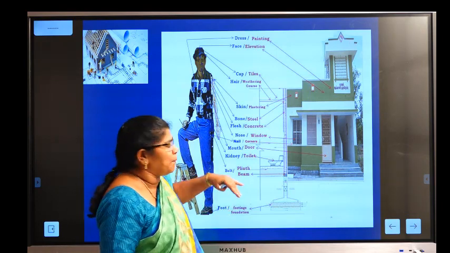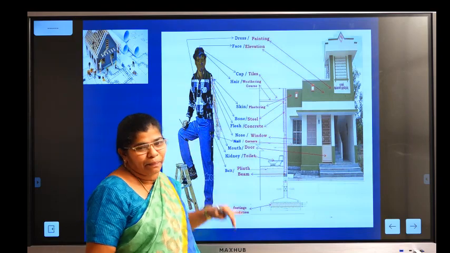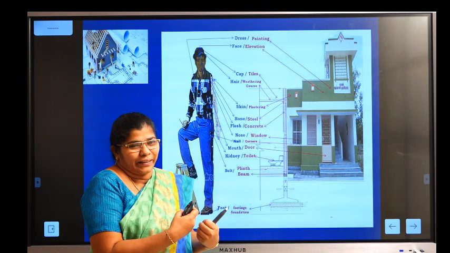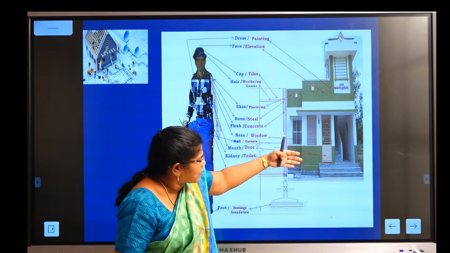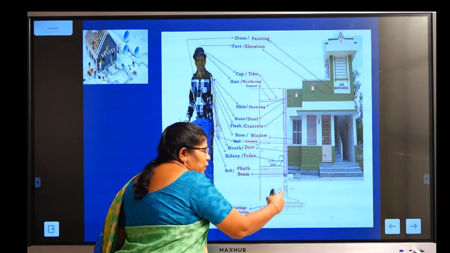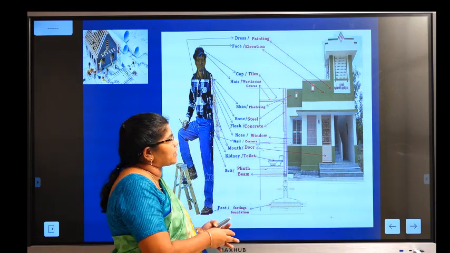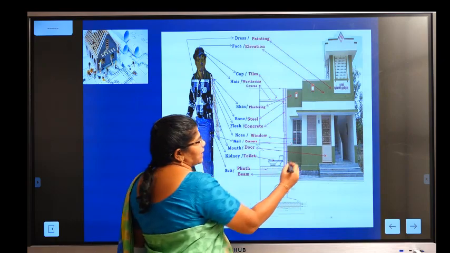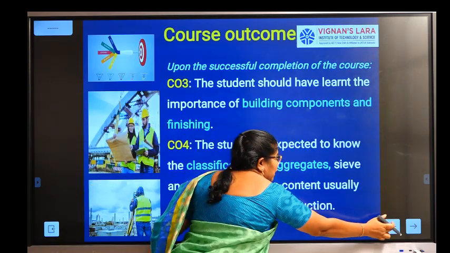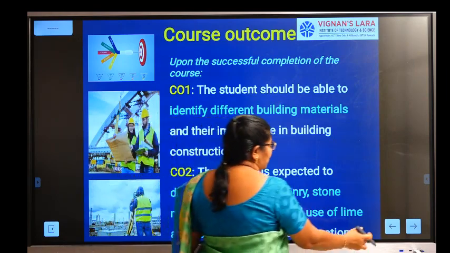Then it comes to the plinth beam. The belt is the plinth beam. Belt means it holds the shirt and pant together. So this holds the superstructure and the substructure. Substructure is the structure that is below the ground surface, and the superstructure is the structure that is above the ground surface, right? So that we are going to see here.